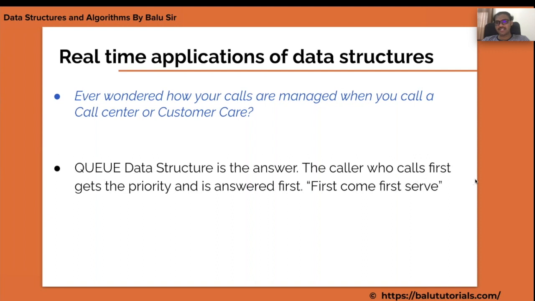So for call centers, the queue data structure is the answer. The caller who calls first gets priority and is answered first, first come, first serve. That is for call centers.